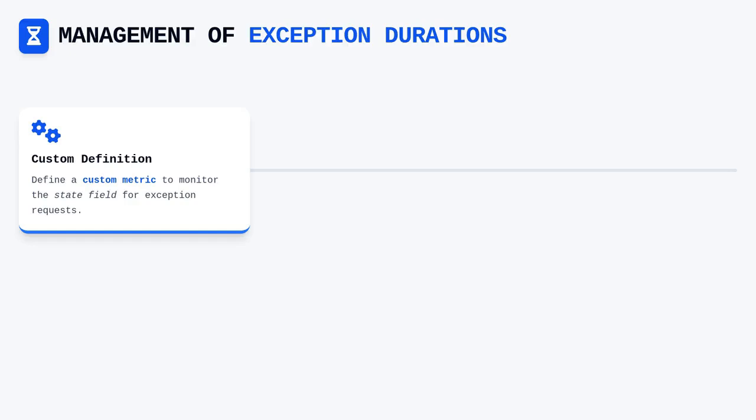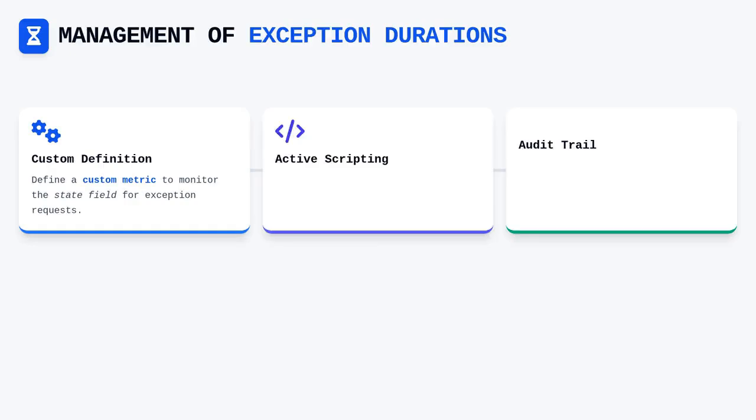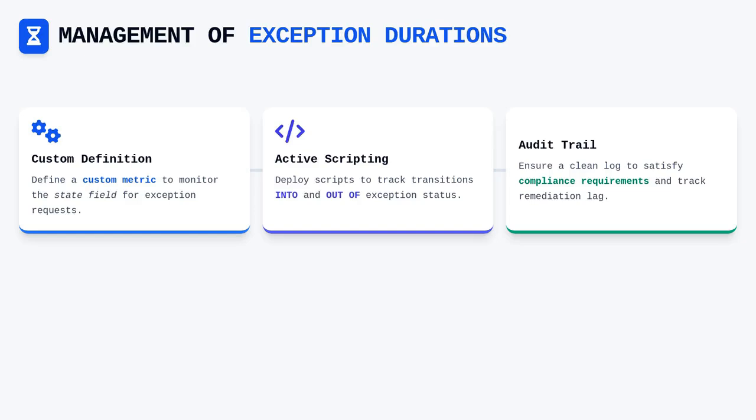Management of exception durations is a common requirement in vulnerability response, where you need to track how long a vulnerability remains deferred or accepted from standard remediation targets. By creating a custom metric definition specifically for the exception request state, you maintain a clean audit trail that supports compliance requirements. This involves setting up the definition to monitor the state field and using a script that specifically looks for changes into and out of the exception status.